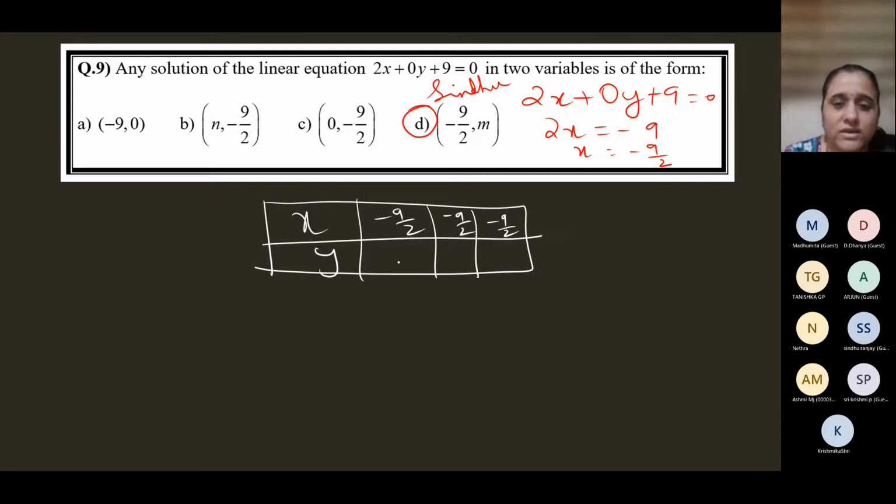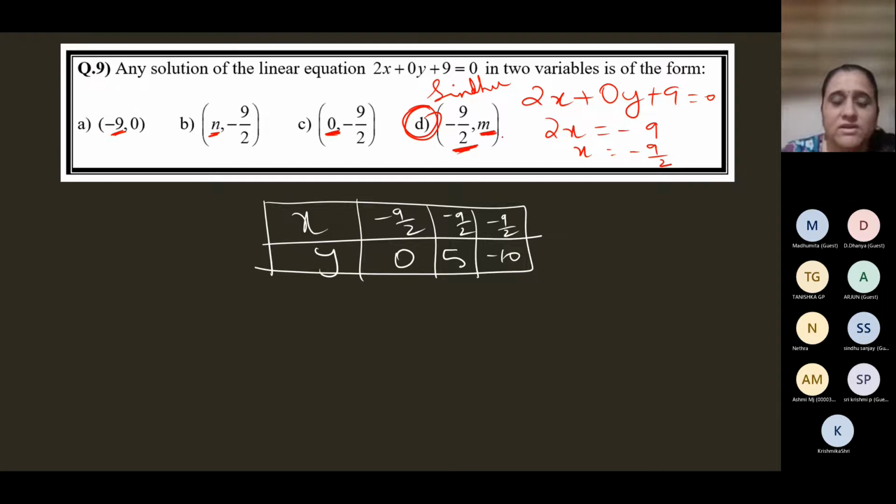For any value of y, anything can be 0, 5, minus 10, but x is always minus 9 by 2. So as Sindhu and Sanjay said, the correct option is D because in D, you can see that x is always minus 9 by 2 for any value of y. Nowhere else. See here, x is not minus 9 by 2. Here, x is minus 9 by 2.